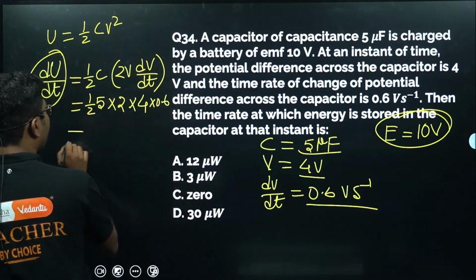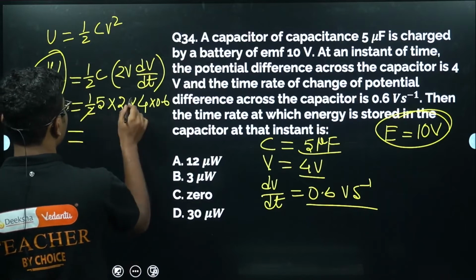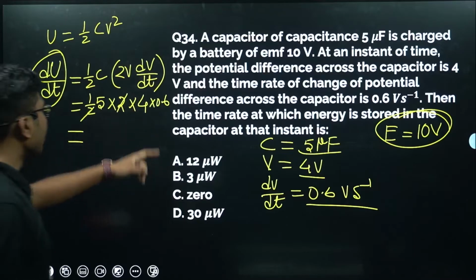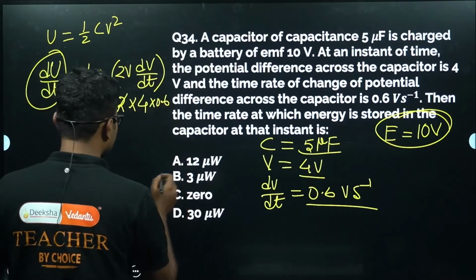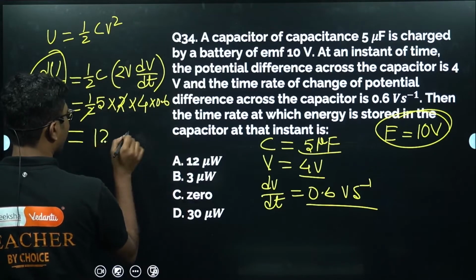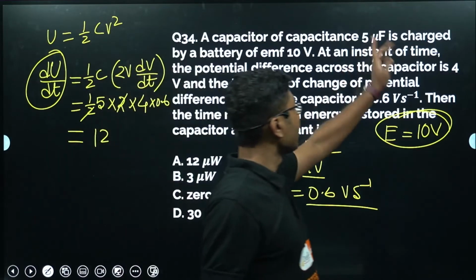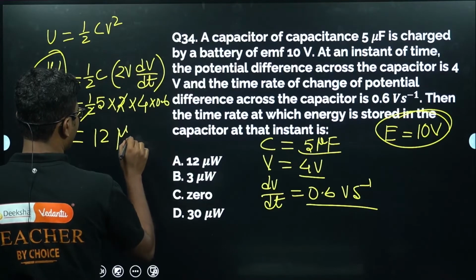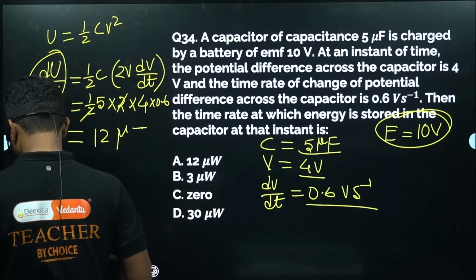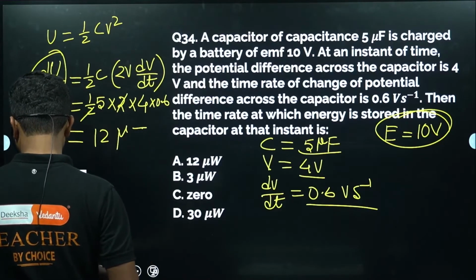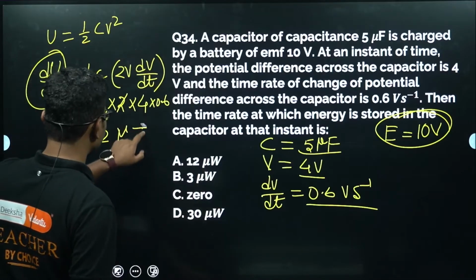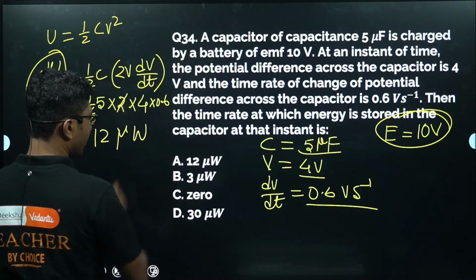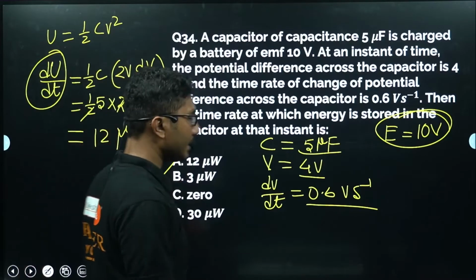So if you put all the values, you can calculate these values. 2 cancels. Okay, 5 4s are 20. 20 times 0.6, it will come out to be 12, and the capacitor was microfarad, so it will be 12 micro joules, microwatt, sorry, because joules per second, there is a rate of change, right? So rate of change means joules per second, that is watt. So 12 microwatt, that is option A is correct.